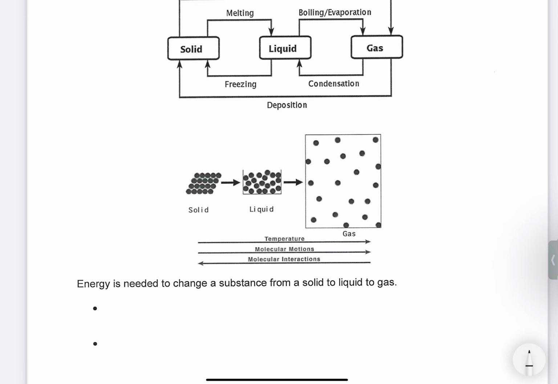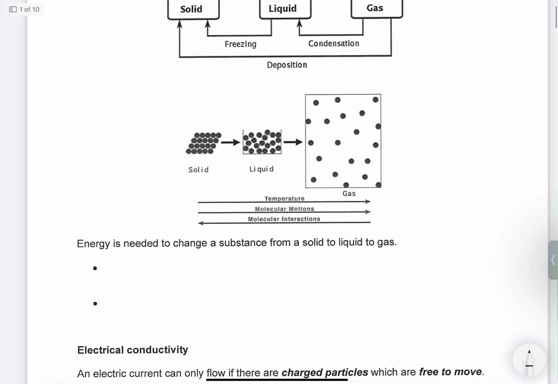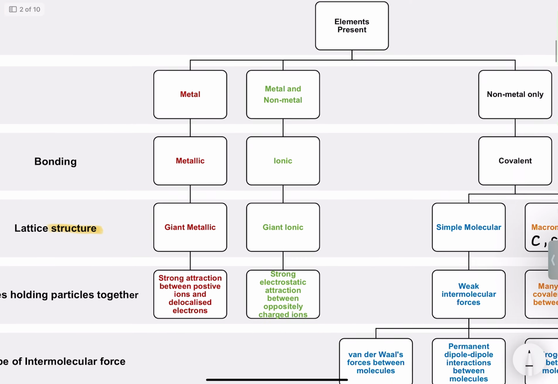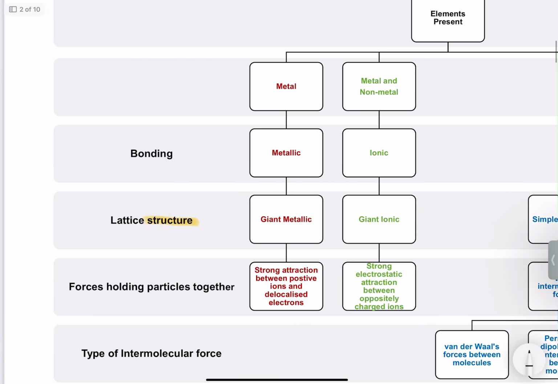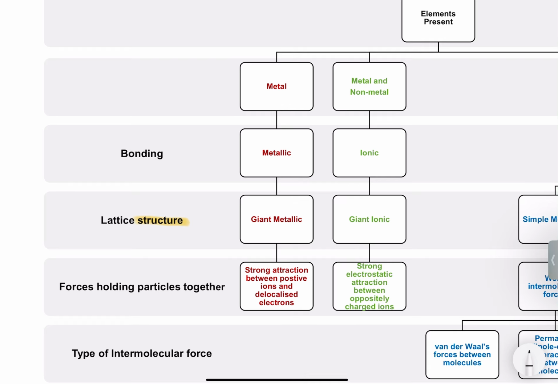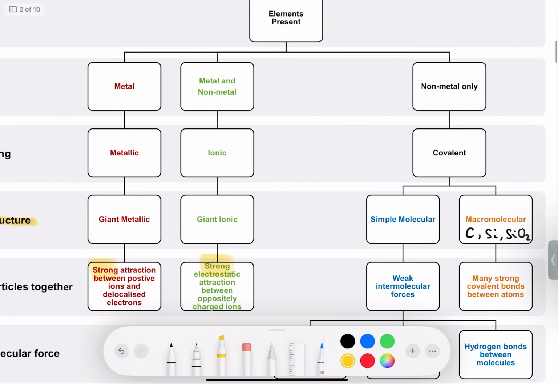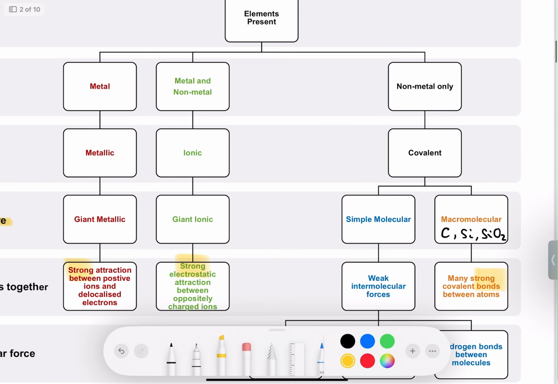So in year 7, you probably drew a diagram of a solid all nicely lined up and a liquid with the particles a bit further apart and a gas with them able to move freely. Energy is needed to complete these processes to change because we need to overcome whatever forces hold the particles together. If you look back at the flow chart, if I scroll down, it's the forces holding the particles together here. We need to work out how much energy we need to overcome these. If this says strong, then we are going to need a lot of energy. Whereas if this says weak, we're not going to need very much. So it's going to be easier to change states.